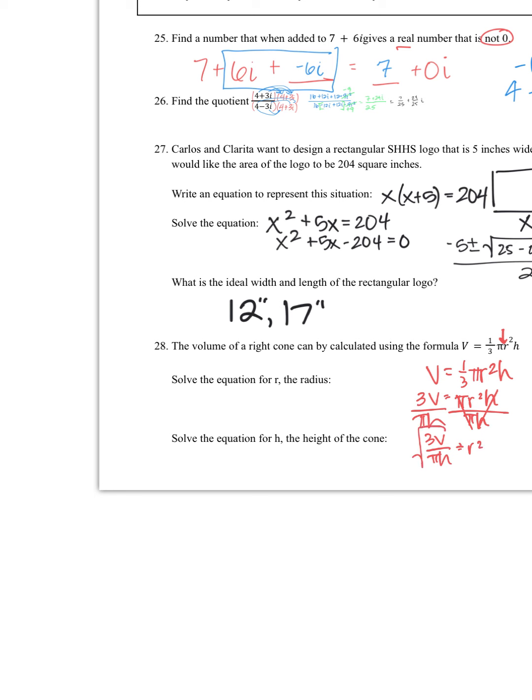And then take the square root to get rid of the squared. So the radius would be equal to the square root of 3 times the volume divided by pi h. Then it asks me to do the same thing for h. I can actually start back at this step right here. 3V equals pi r squared h. And then I'm going to divide by pi and r squared, which is the area of a circle. So I've got h equals 3 times the volume divided by the area of the circle, pi r squared.